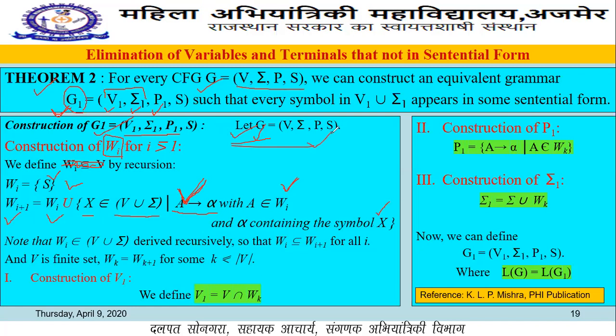Okay, note that Wi is a subset of V union sigma derived recursively. So this Wi is always a subset of its successor set of symbols Wi plus 1. It means W1 is always a subset of W2 and W2 is a subset of W3, and so on for all i, as i is less than or equal to the number of variables and the number of terminals.